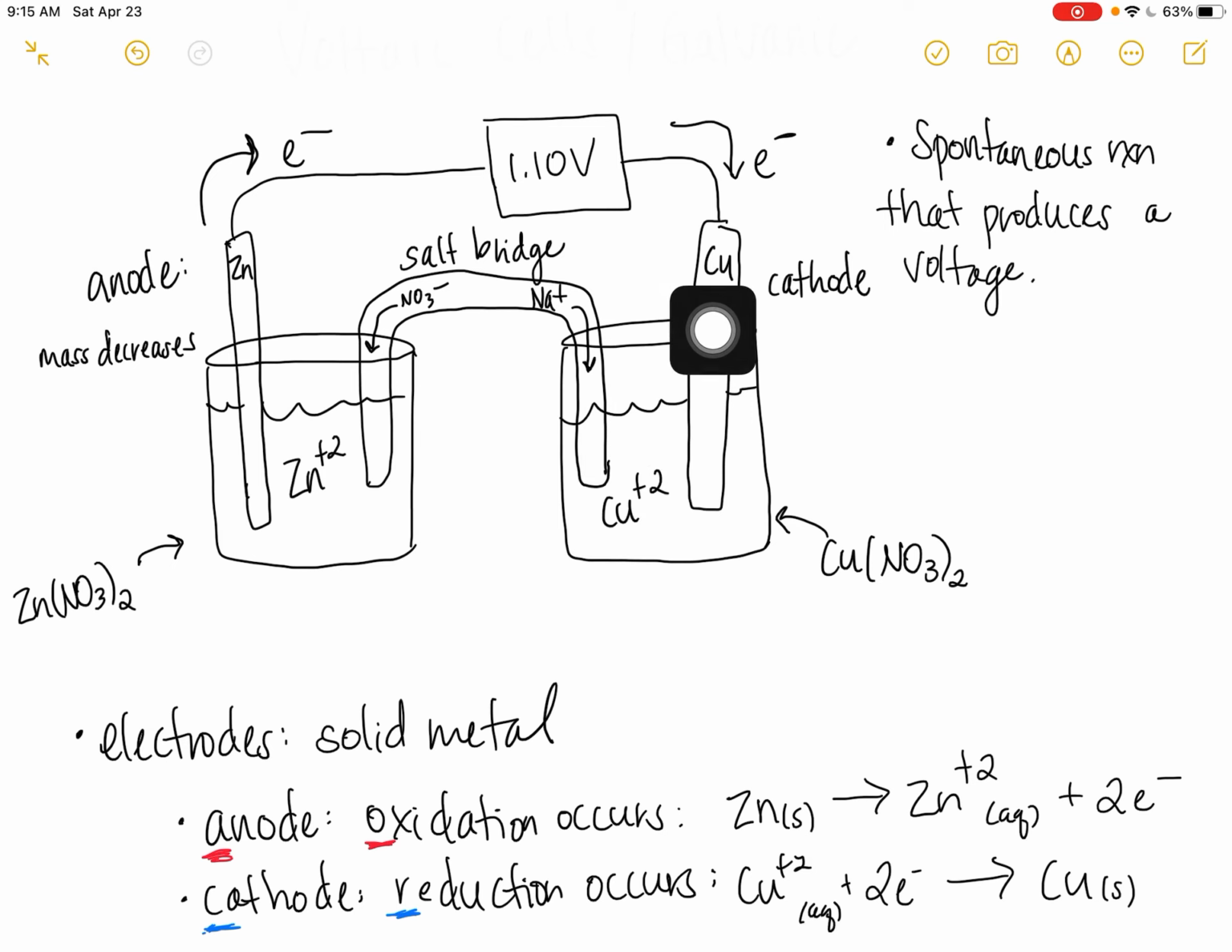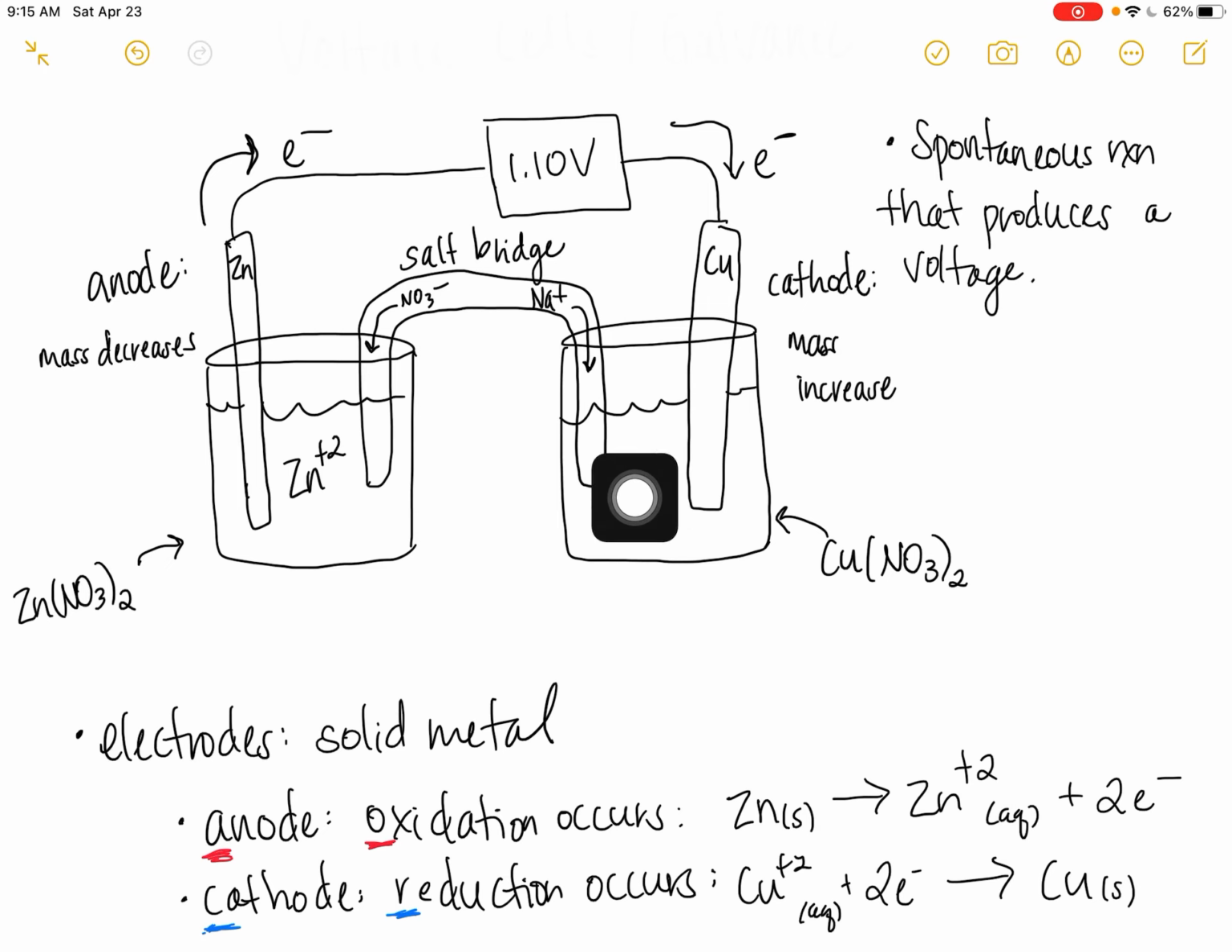And then, as you might guess, the cathode is going to have a mass increase because the copper plus 2 is turning into copper solid and depositing itself onto the electrode. So that cathode's mass will increase. For that matter, we talked about in the transition metal discussion how transition metals are sometimes colored. Zinc plus 2 is not colored. However, copper plus 2 is. Copper plus 2 is blue. So this solution of copper 2 nitrate would be a vibrant blue color.